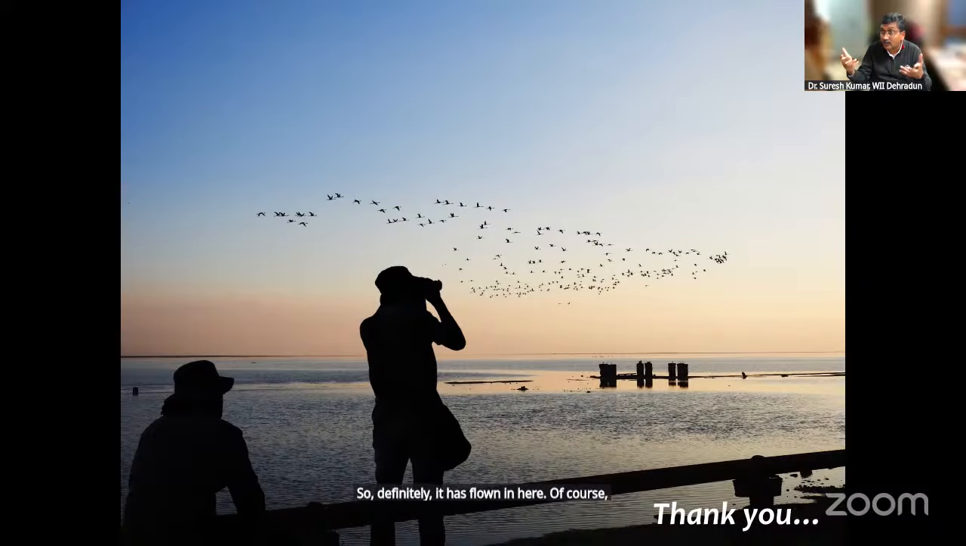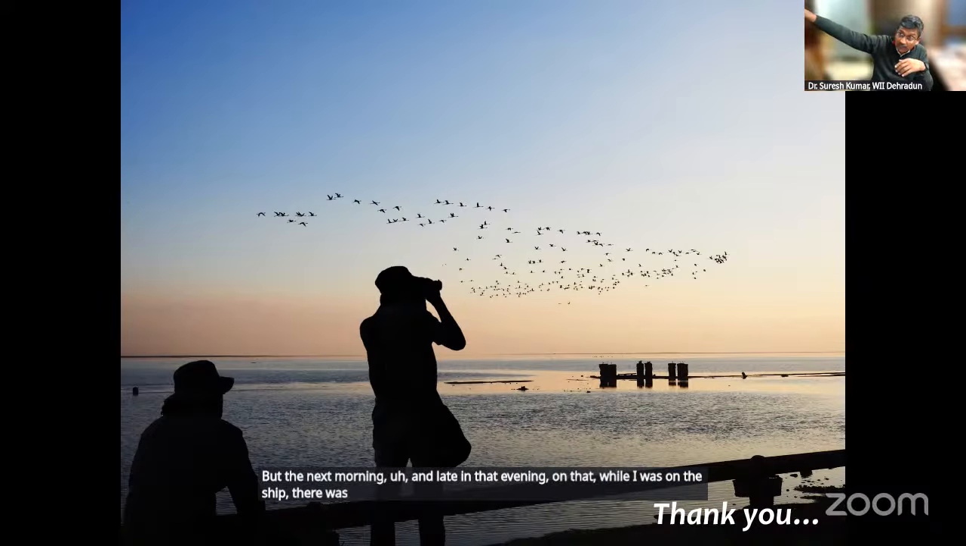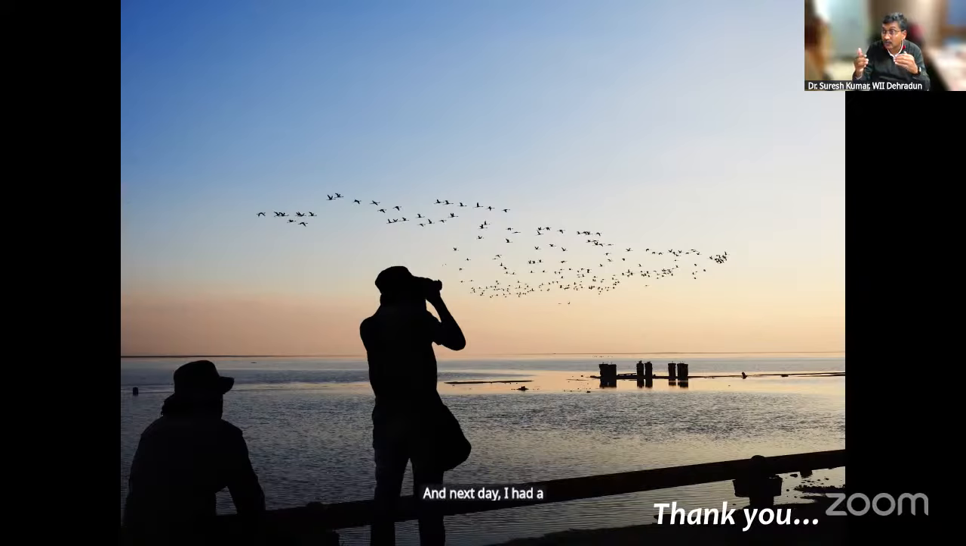Of course, they can always hitch a ride. But late in that evening, while I was on the ship, there was a cyclonic storm in the distance. There was a lot of thunder and lightning happening. And the next day, I had a whole range of birds that ended up on the ship. I saw a black-naped oriole. The black-naped orioles migrate from the Andamans to the eastern part of India.